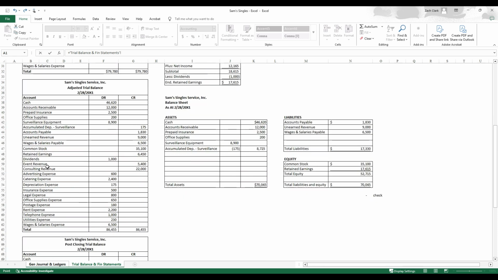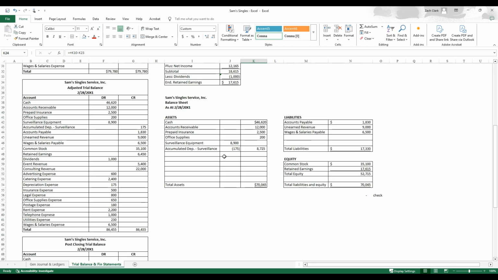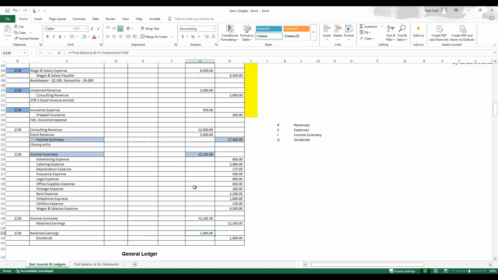Adjusted 1,000, and that'll close out our dividends and decrease our retained earnings, which again, that's the same thing, right? We're decreasing retained earnings, essentially is what we're showing in this report, but that's what we're doing with these journal entries. Okay, thanks for following along.